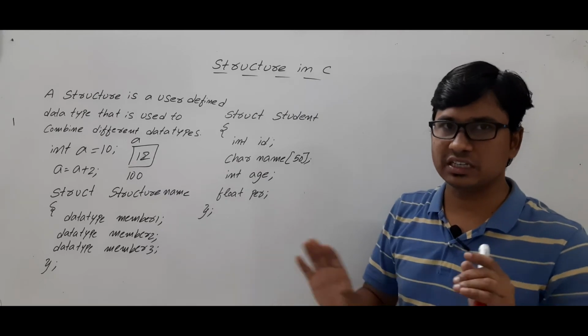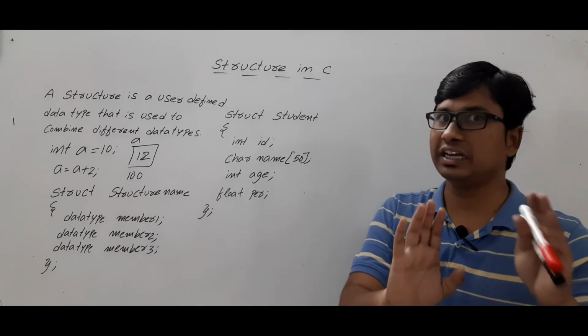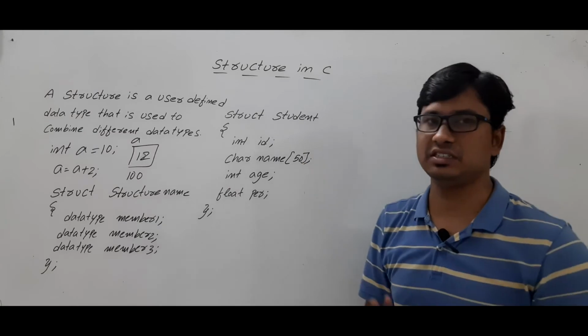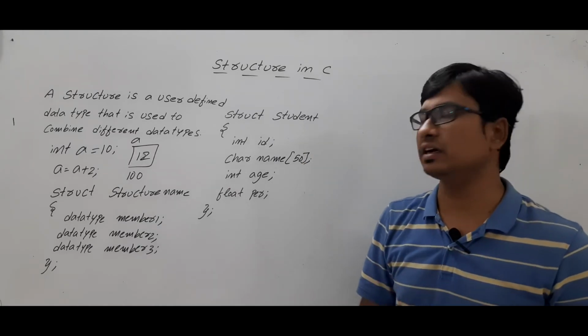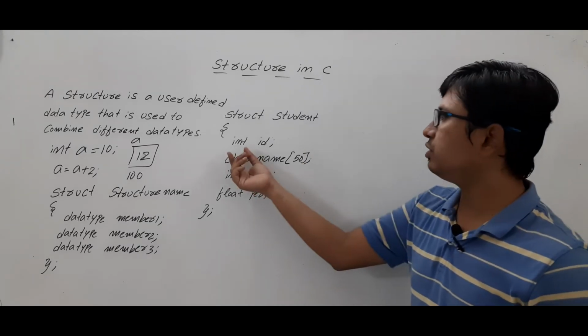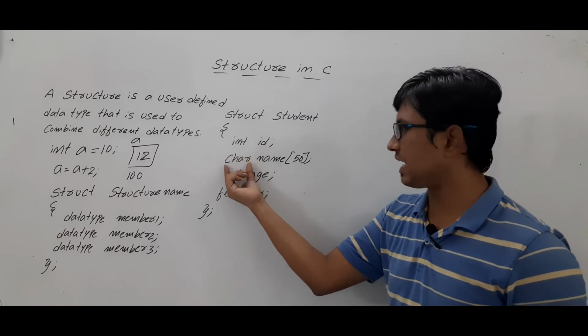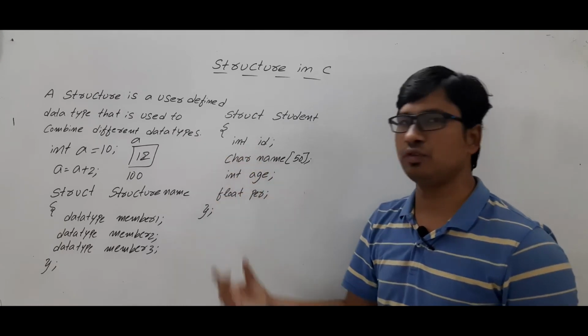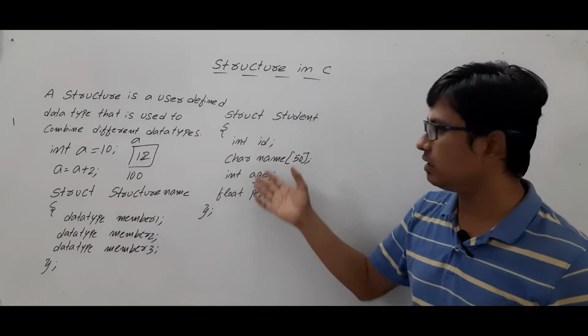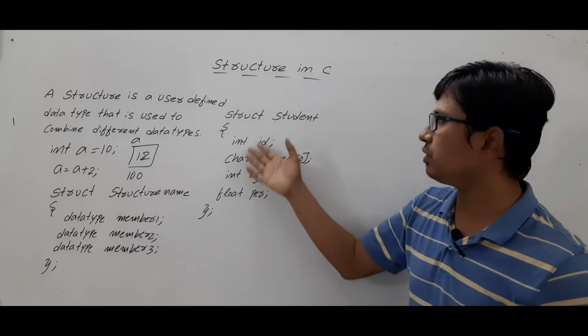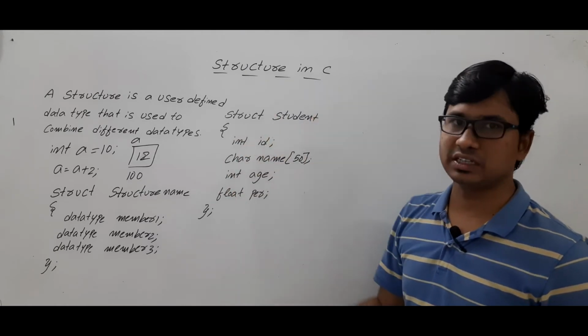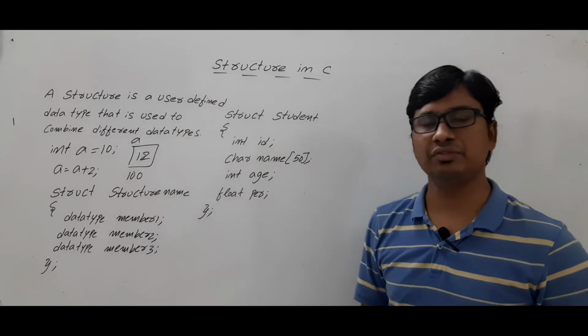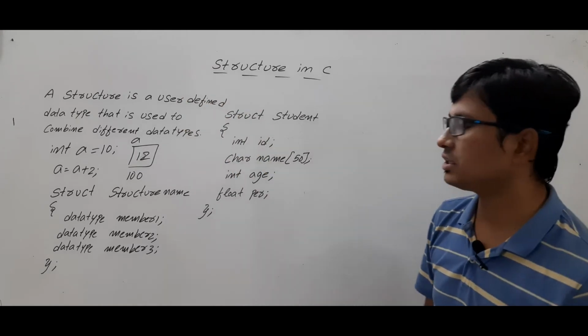If you are using the structure definition only without declaring any variables of a structure, then the memory will not be allocated. Okay, now if you look at this, this is an integer, this is a character array, this is an int, this is a float. We have several data types. All these different data types we have combined with the help of a structure data type, which is a user defined data type. I hope you have understood.